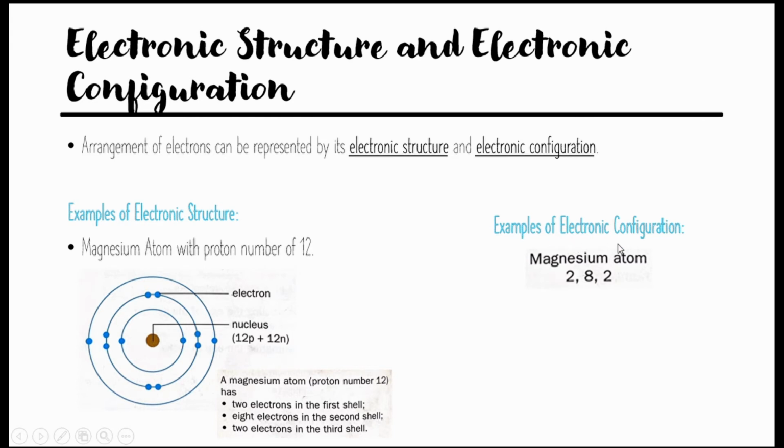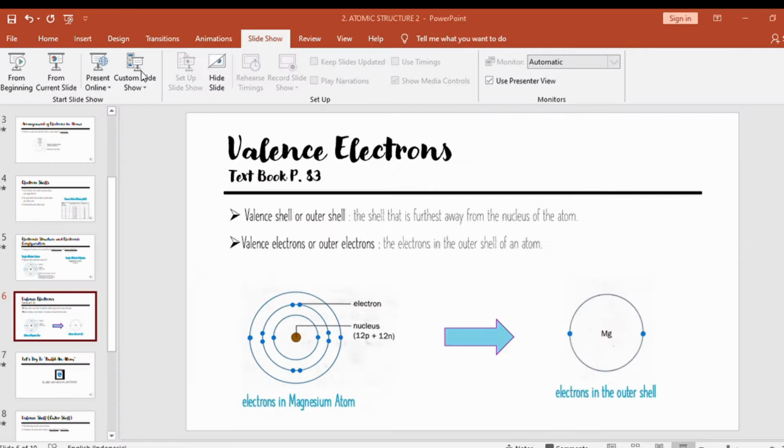Now, electronic configuration. The electronic configuration shows the number of electrons in each shell. We know that in the first shell, there are 2 electrons. In the second shell, there are 8 electrons. And in the third shell, there are 2 electrons.